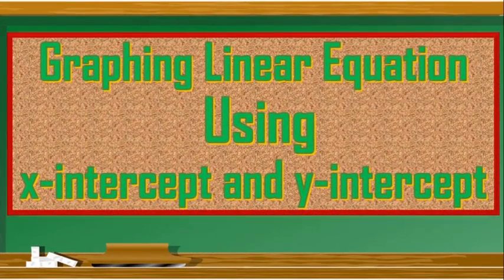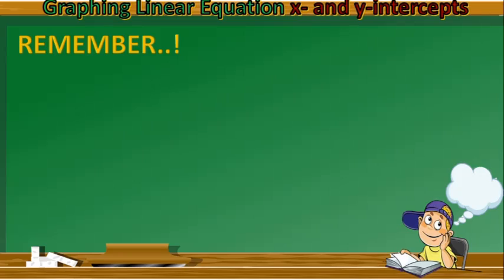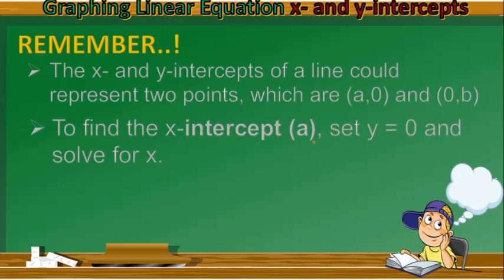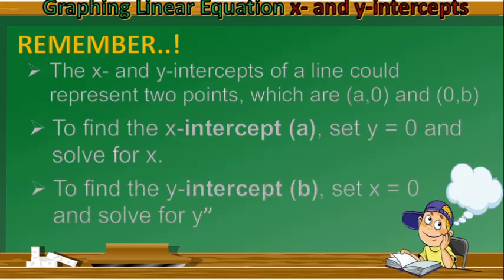Good day. Today we're going to talk about graphing linear equations using the x-intercept and y-intercept. Remember, the x and y-intercepts of a line represent two points, which are (a, 0) and (0, b). To find the x-intercept a, set y to 0 and solve for x. To find the y-intercept b, set x to 0 and solve for y.